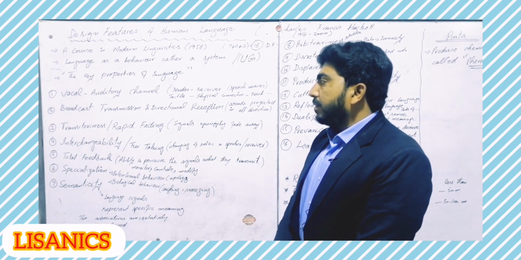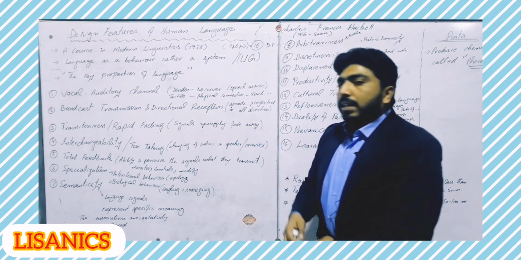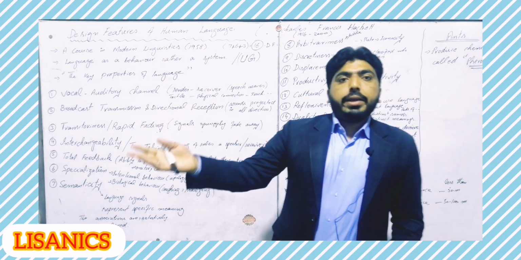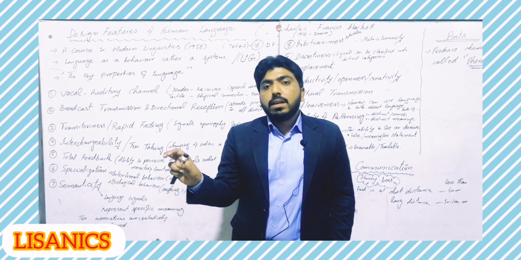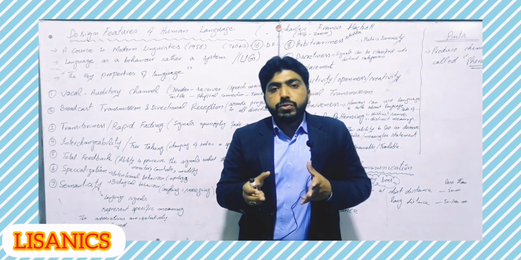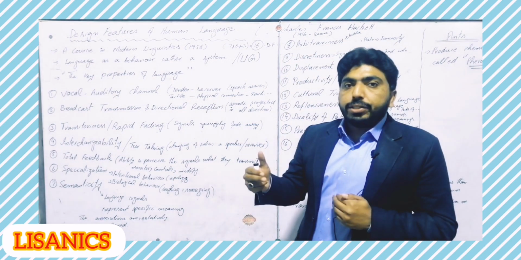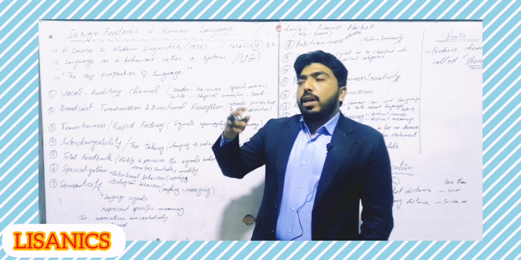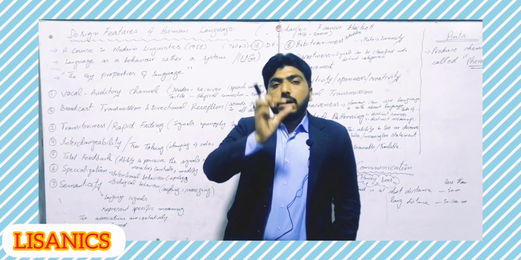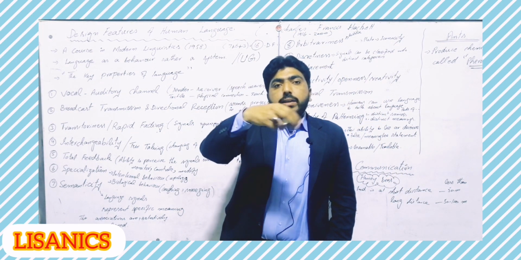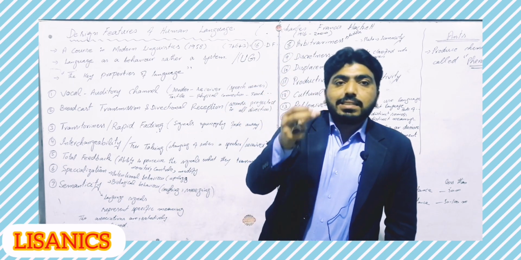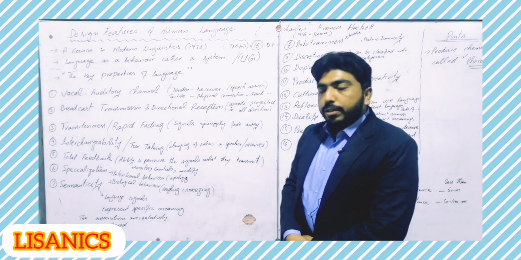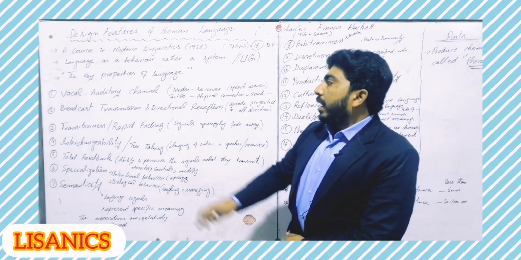Next we see transitoriness, or rapid fading. Whatever we speak is a combination of different signals. For example, if I say "I like linguistics," "I" and "like" are different signals. At the very moment when these signals are produced, they quickly diminish. These signals rapidly fade away. For example, when I spoke the words "A Course in Modern Linguistics," I produced the sounds, the signals, and right after that moment these sounds quickly diminished, eliminated, and quickly faded. This quality is considered rapid fading, or transitoriness.